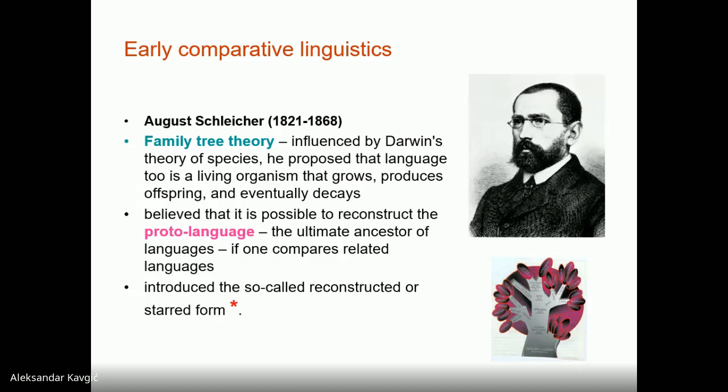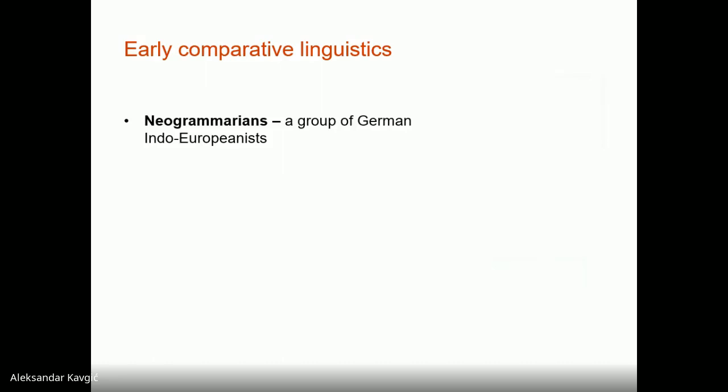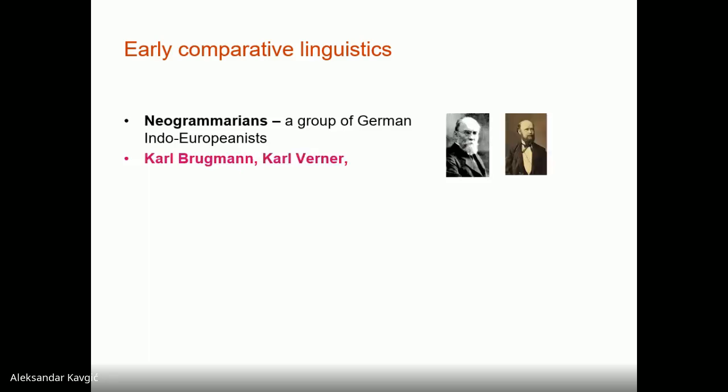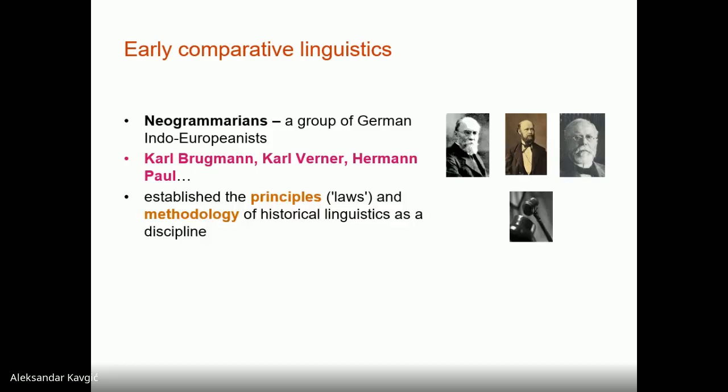Then there are many linguists that we will really quickly go through, partially because they are not so important for the development of historical linguistics, and partially because you maybe do this in other courses in your studies. These were the neo-grammarians, a group of German Indo-Europeanists. They were analyzing Indo-European languages: Karl Brugmann, Karl Werner, and I forgot the name of Paul. I cut it off, sorry. The reason why they're important is that they introduced laws in the study of historical linguistics. They didn't call them laws, they called them principles.